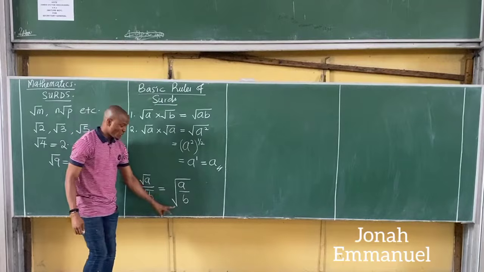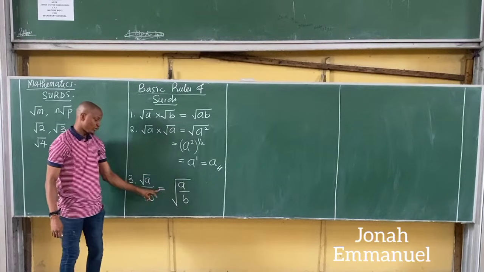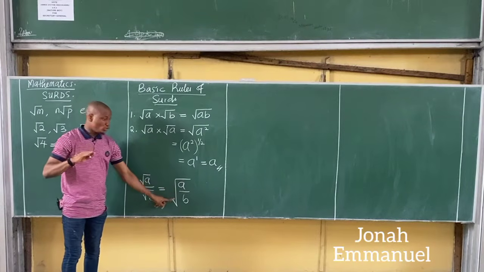So if I have the square root of a numerator all over a denominator, it becomes equal to the root of the numerator alone, all over the root of what?